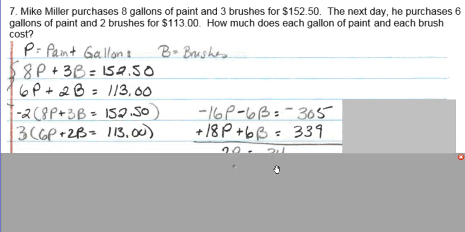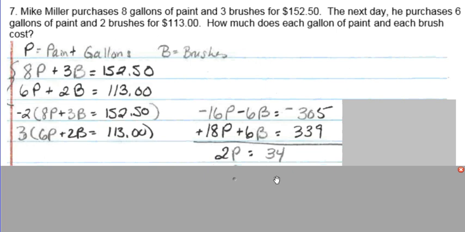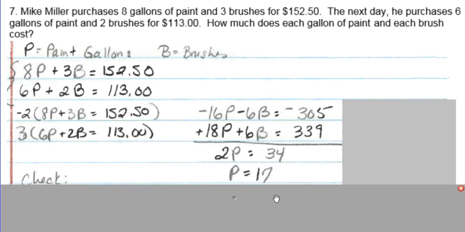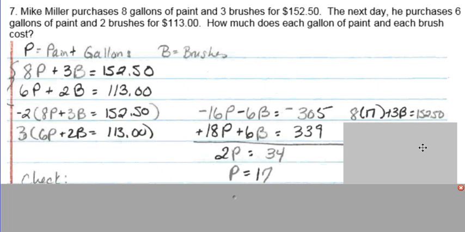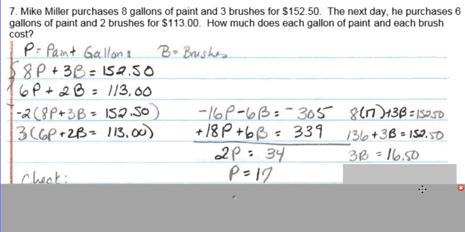So when I add the equations together, we'll have 2p equals 34. Therefore, p would have to be 17. Since I know the value for p, the price per gallon of paint, I can use that to find the price of each paintbrush by substituting that value into one of the original equations. So if I substitute it into the first equation, I can solve for b. So I can multiply, subtract, and divide. So it looks like the cost for the paintbrushes would be $5.50.